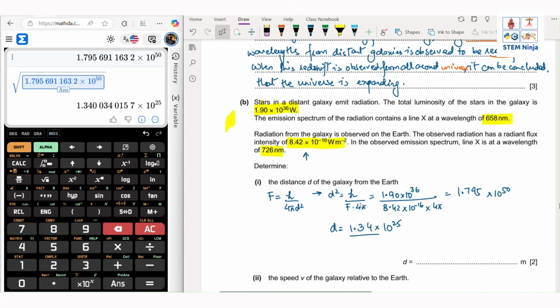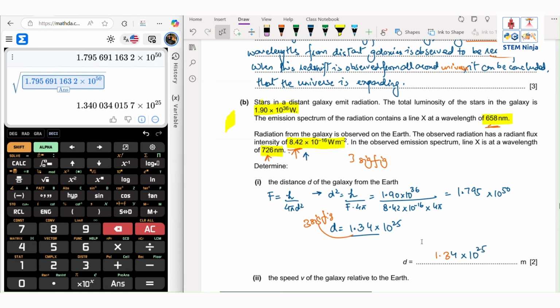Now over here we're using three significant figures because the data we have are all in three significant figures. So that's why we are having three significant figures over here. All right, sorry, 1.34 times 10 to the power 25.